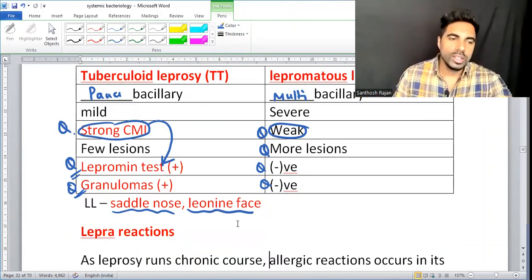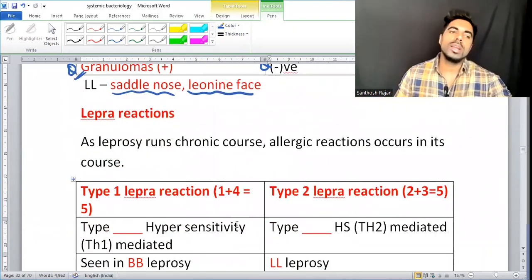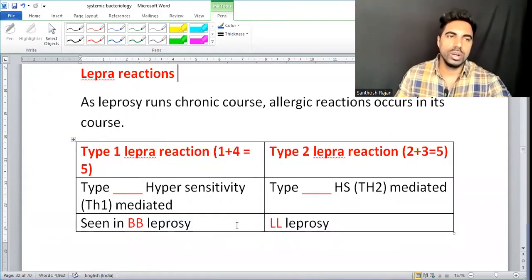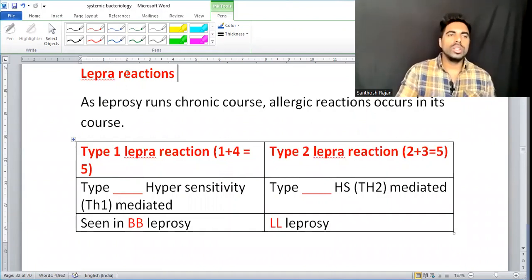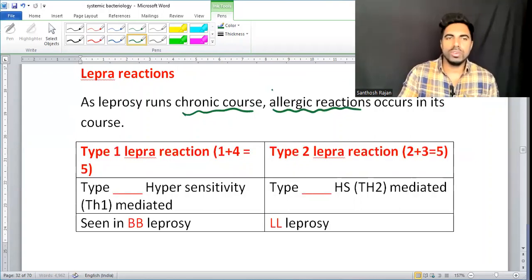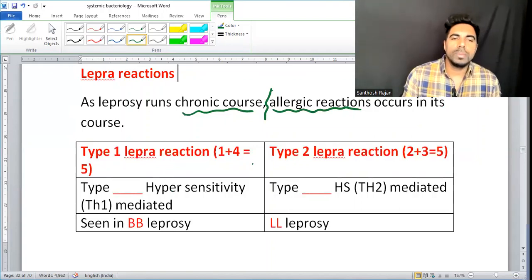Okay. Now, lepra reactions. Leprosy is different; lepra reactions are different. We have type 1 and type 2 lepra reactions. What is this lepra reaction? Leprosy runs a chronic course, and during that time, some allergic reactions happen in between, during treatment or without treatment. Those are lepra 1 and lepra 2 reactions.